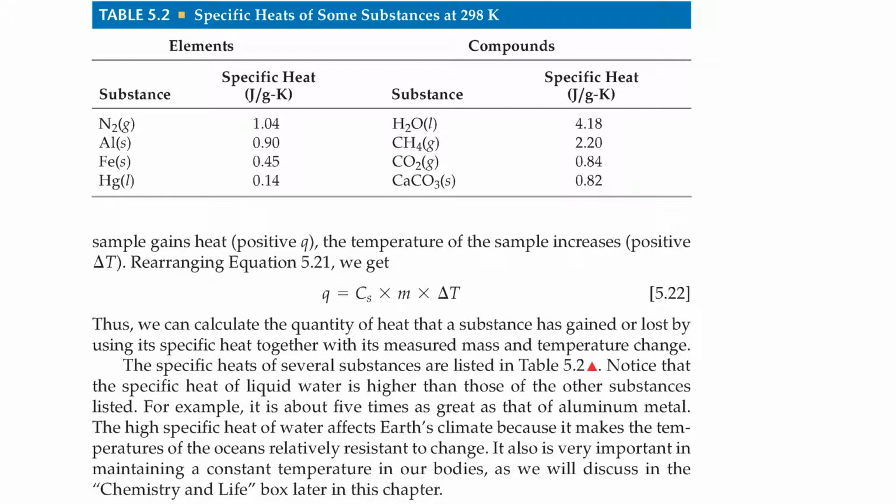The specific heats of several substances are listed in Table 5.2. Notice that the specific heat of liquid water is higher than those of other substances listed. For example, it's about 5 times as great as that of aluminum metal. The specific heat of water affects Earth's climate because it makes the temperatures of the oceans relatively resistant to change. It's also very important in maintaining a constant temperature in our bodies, as we'll discuss in the Chemistry of Life box later in this chapter.